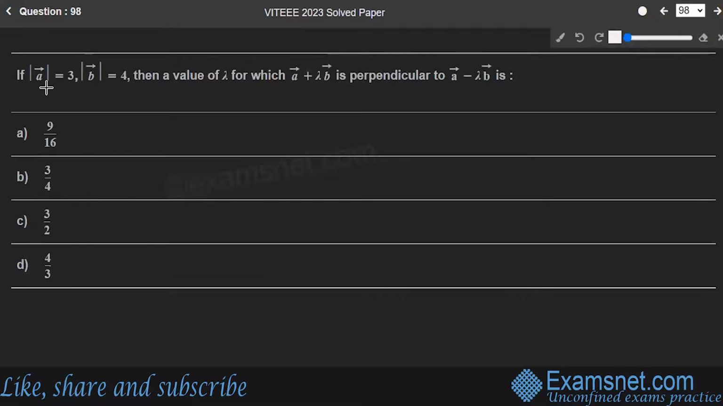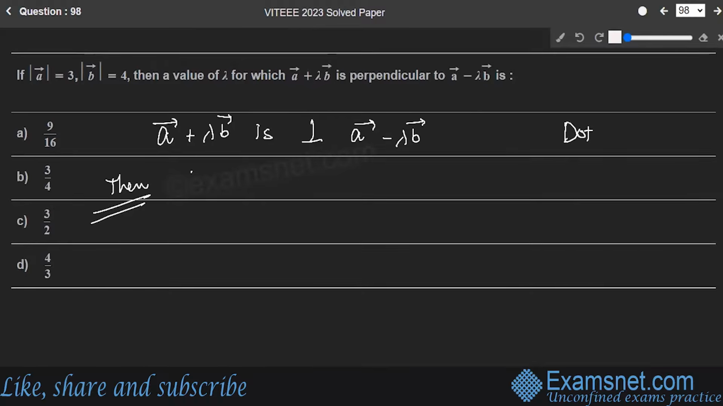Next is 98th question. So here we have a vector problem. If the magnitude of A vector is 3, magnitude of B vector is 4, then a value of lambda for which A plus lambda B is perpendicular to A minus lambda B is given by. Okay. So you are given that A plus lambda B is perpendicular to A minus lambda B, right? Then if they are perpendicular to each other, their dot product is 0.